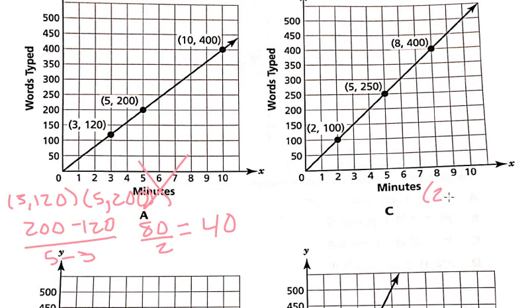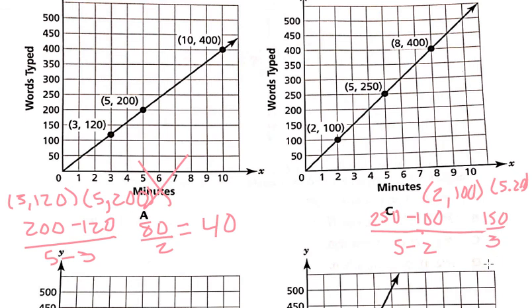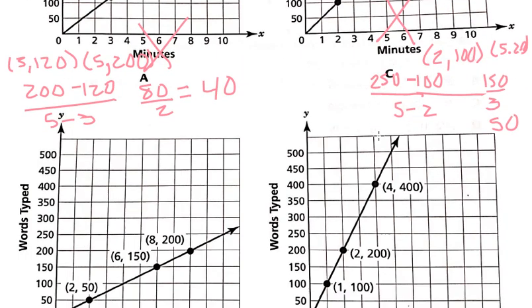So I go here, I'm going to use 2, 100, I'm going to use 5, 250. So that's going to be 250 minus 100 over 5 minus 2. That's going to give me 150 over 3, which is 50. This is tempting. This is 50 words per minute, but that is not faster than 50 words per minute. It is 50 words per minute, so that cannot be correct.